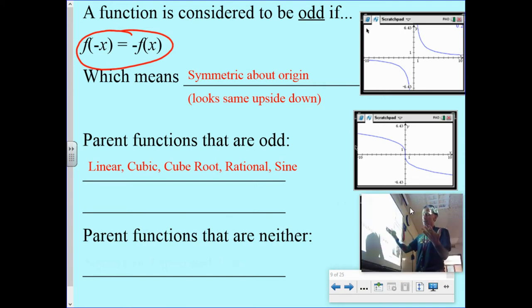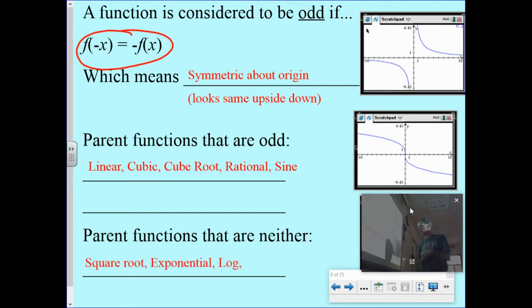Obviously, a lot of functions are not even or odd. There's a couple parent functions that are neither, and that's square root, exponential, and log. You might remember that mainly because they have a stranger domain. The square root and the log function go from 0 to infinity, and the exponential never goes across the y-axis and doesn't go through the origin, so it's not symmetric about that either. Those are the three that are neither. But again, a lot of these other parent functions, if they're translated at all, are not going to be even or odd either. Okay, so that's your graphical representation.